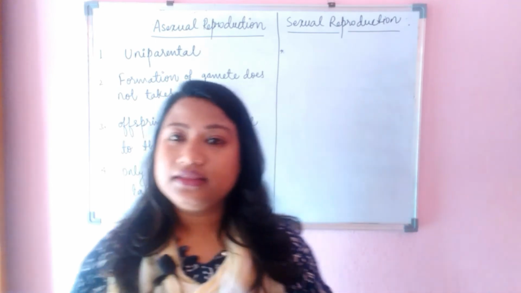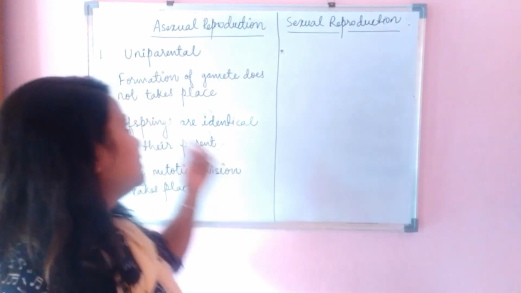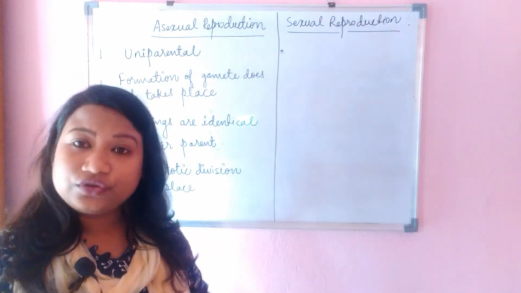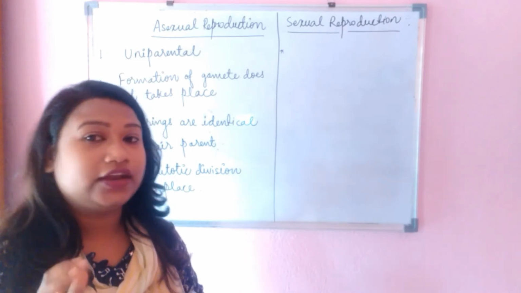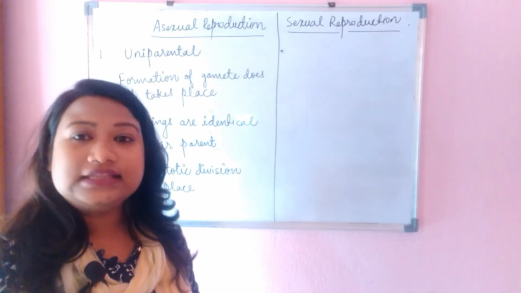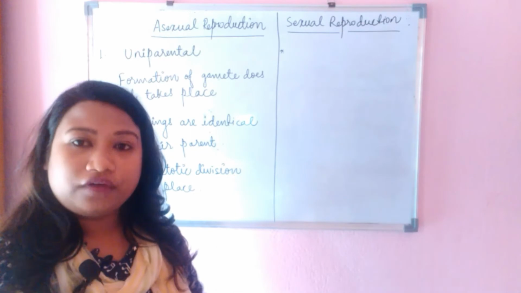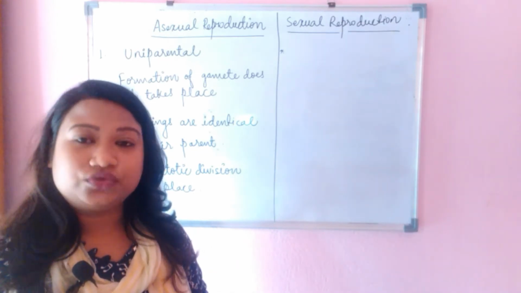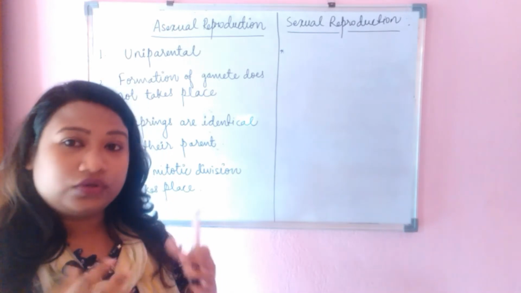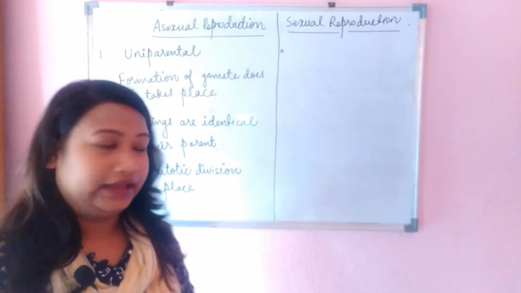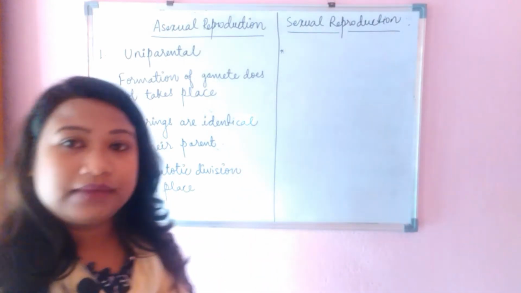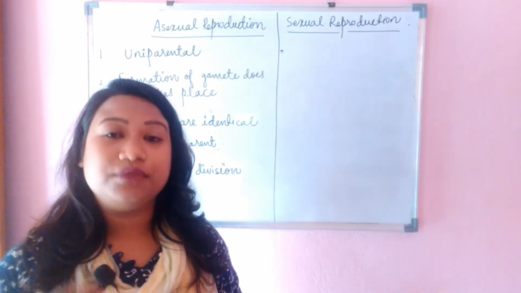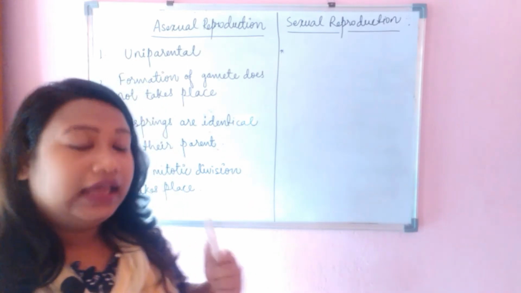In the previous video we discussed that asexual reproduction is uniparental, formation of gametes and fusion of gametes does not take place, and the offspring or the organism that is produced is identical to its parent, a copy or clone of the parent. And in asexual reproduction only mitotic division takes place, meiotic does not take place.